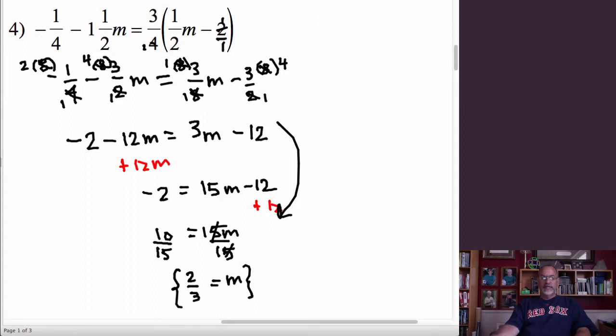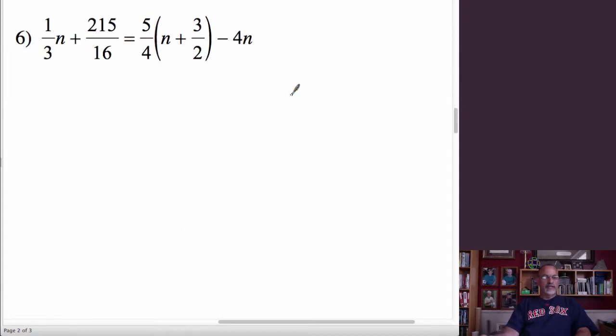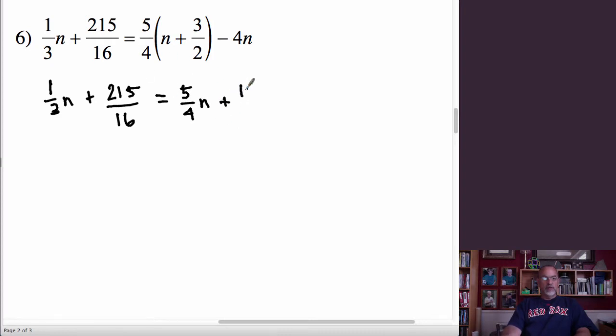All right, we'll do number 6 next. Working on number 6, we again have parentheses, so we are going to need to distribute first before we can remove those fractions. So we're going to stick with 1/3 n for right now, and 215 over 16. And then we'll distribute: 5/4 times 1n is 5/4 n, and then 5/4 times 3/2. Because we're multiplying, we could pre-reduce, but nothing pre-reduces, so we'll just multiply numerator times numerator, and then denominator times denominator, and then we have minus 4n.